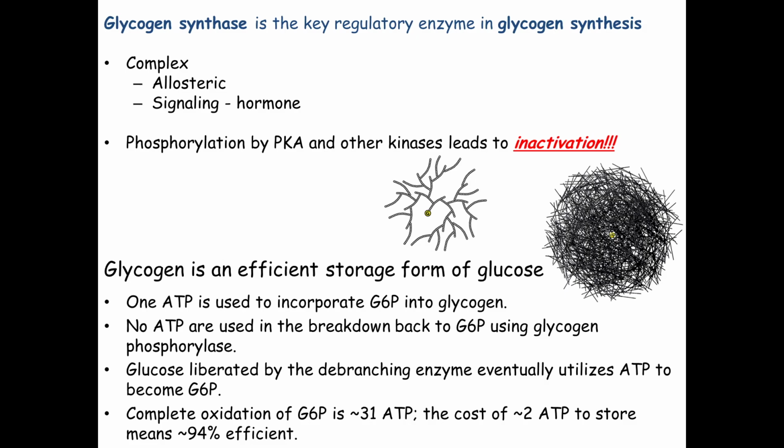Because remember, every time you branch it, and when I degrade it later, I don't get back the glucose with the phosphate. I get a plain old glucose from that branch point. So I'm down one phosphate every time I branch. But the more I branch, the more compact it is, so the better storage. So there's a trade-off. Right? So I want you to remember from that.